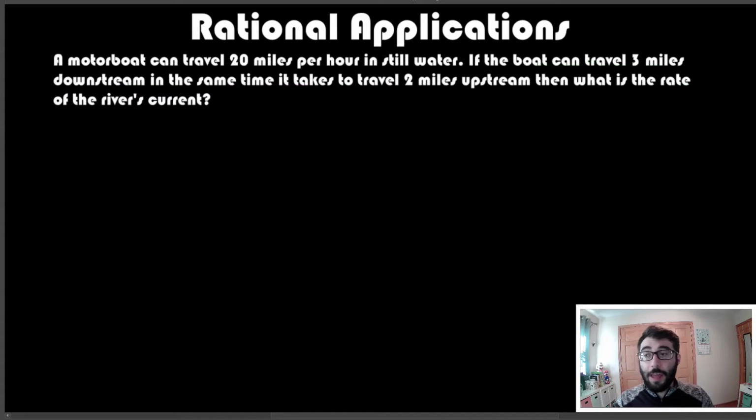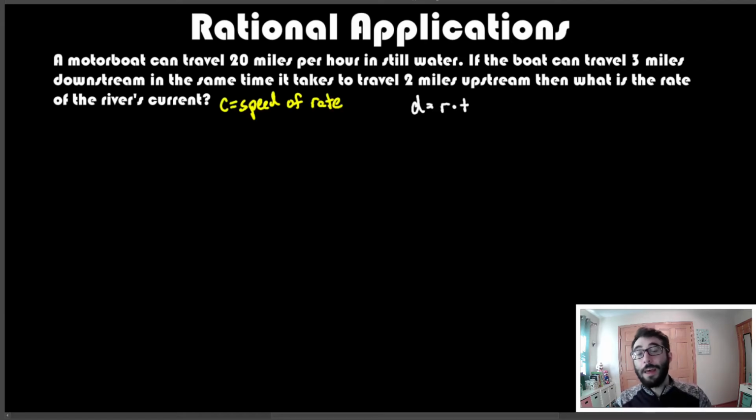Okay, let's take a look at this one. A motorboat can travel 20 miles per hour in still water. So once again, we're having some sort of rate in still water. Now, if the boat can travel 3 miles downstream in the same time it takes to travel 2 miles upstream, then what is the rate of the river's current? Basically, what's the speed of the current once again? So that is exactly what we are solving for.